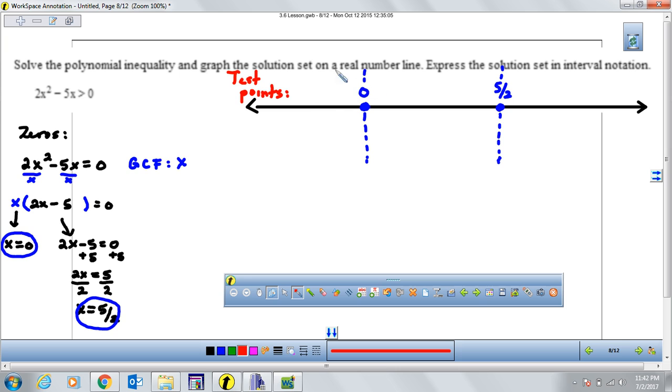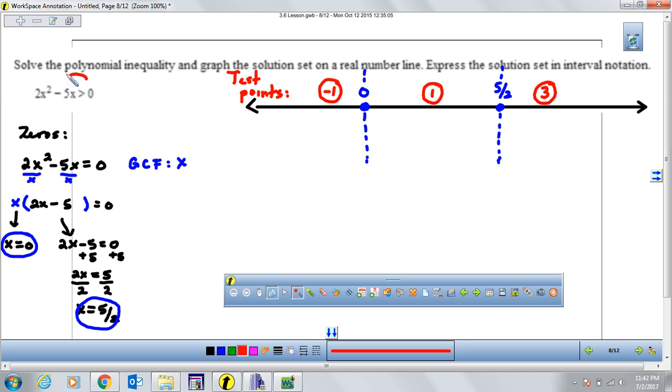On the left side of 0, we can test -1 or -2, -3, -4, -5, anything as long as it's negative, right? So I'm going to pick -1. Between 0 and 5/2, I can pick 1 or 2, or any decimal that is not 1 or 2. After 5/2, I can pick a 3 or a 4 or 5 or 6 or 7 or anything higher. So I'm going to pick a 3.